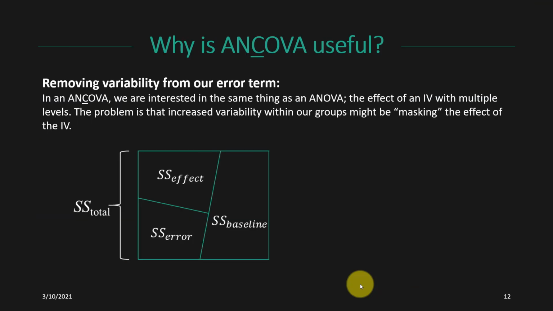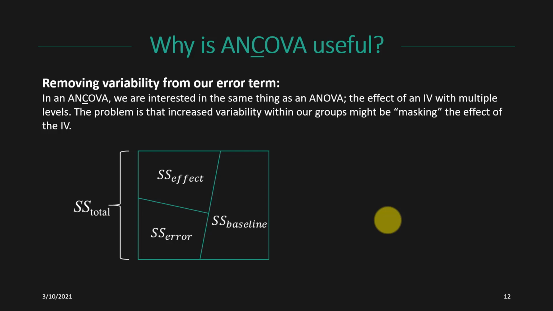Now, why is ANCOVA useful then? Well, this ability to remove variance from our error term is really powerful. And the idea is that in ANCOVA, we're interested in the same things that we were before when we were talking about analysis of variance. We're interested in potential differences between two or more groups: the difference between the control and the treatment group, or the placebo, the low dose and the high dose group, any sort of categorical factor we might be interested in investigating.